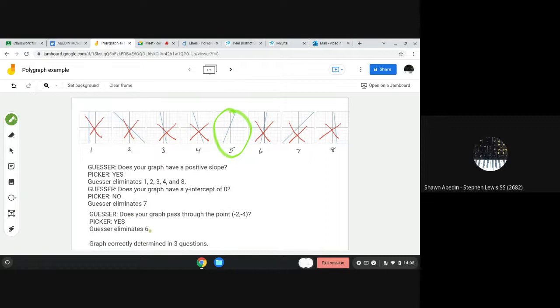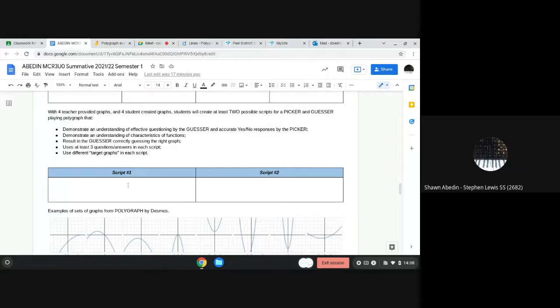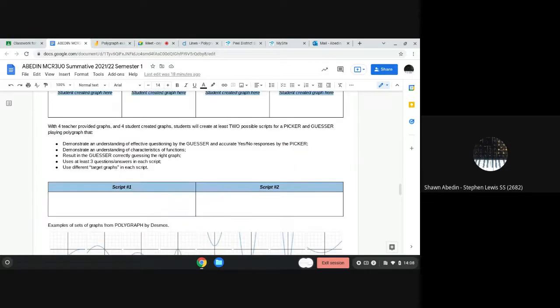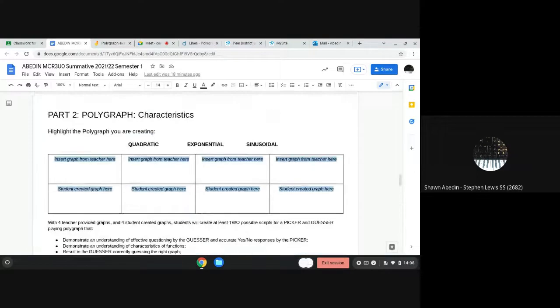So this is an example of one script, and then we're asking you to do 2 scripts, and we're asking to have at least 3 questions and answers in each script. I hope that helps clarify the polygraph characteristics part of the summative. If you have further questions, please ask your teacher. It also helps to actually play the game, and hopefully we can begin to arrange that in January.